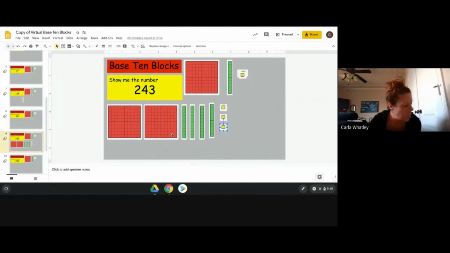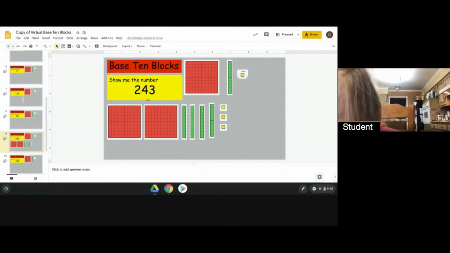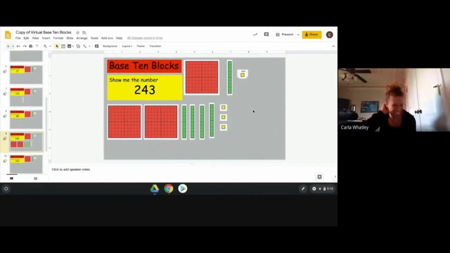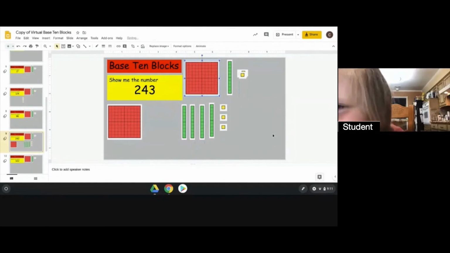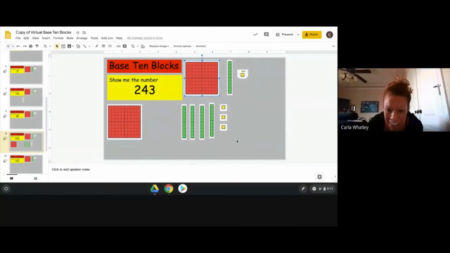The red stands for 200. 200 plus 40 plus 3 equals 243. I'm just getting everything mixed up today. Excellent. What if I take away 100? What do we have left? 143. Very good. You tell me what to take away next.